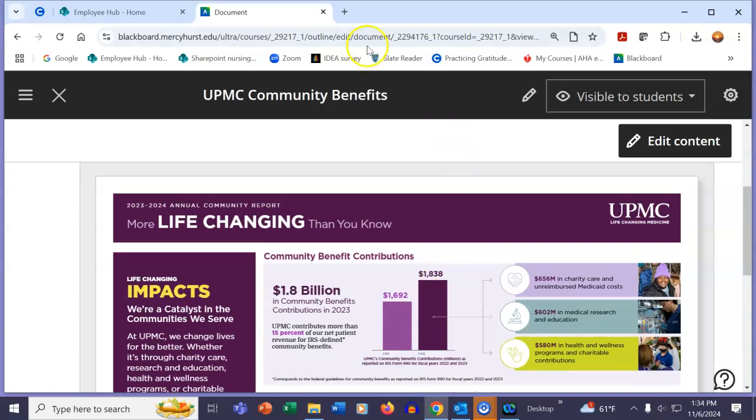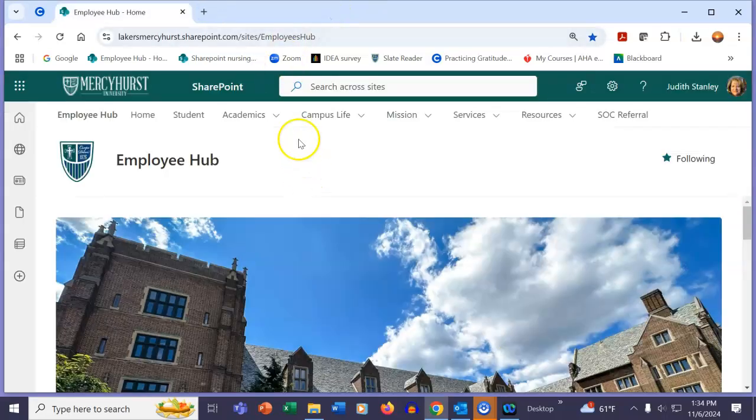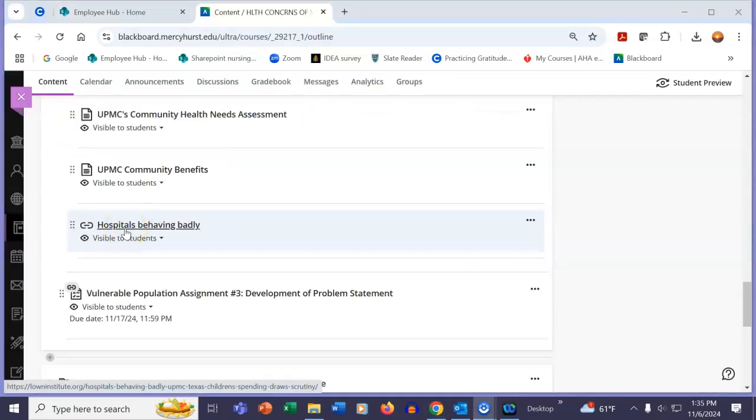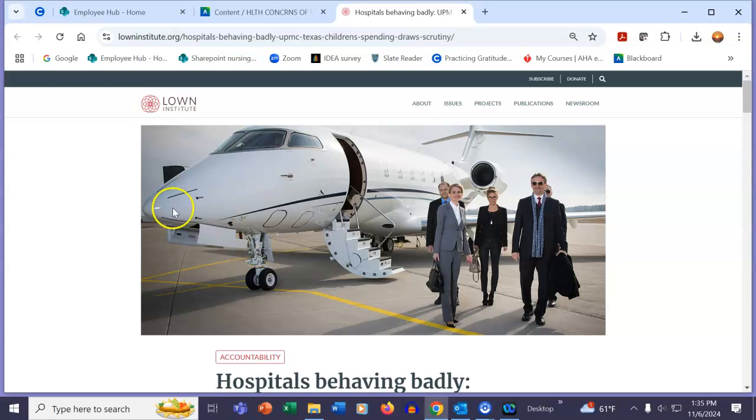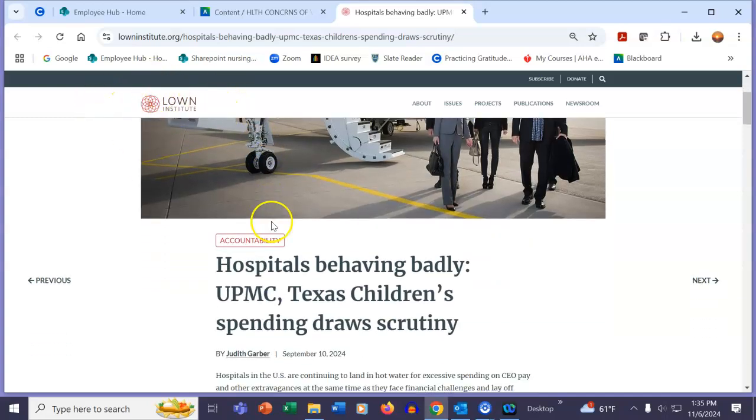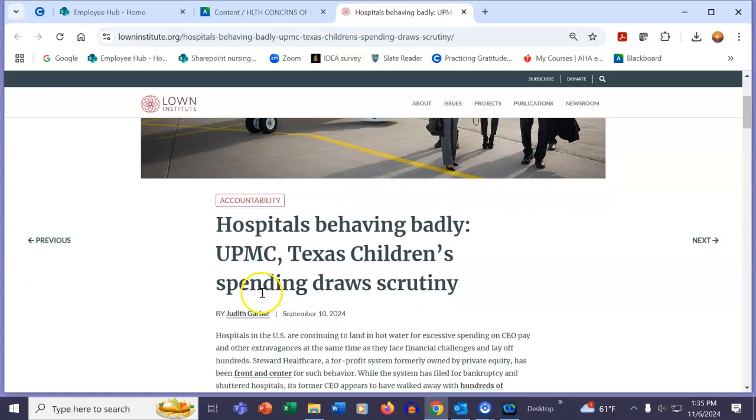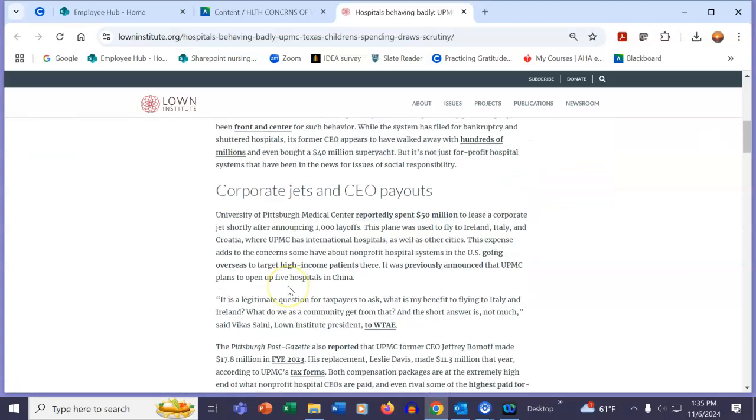So they are doing good work, but then we're going to pause for a moment because I just clicked out of Blackboard. I hope you know that. So we're going to look at this other article, also by the Lown Institute. Remember the think tank. When I picked this up, I was kind of surprised to see an article entitled Hospitals Behaving Badly, and to note UPMC. So please do read this.